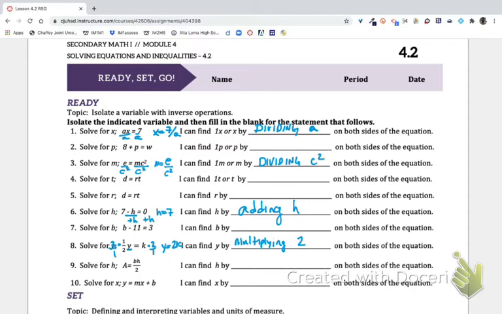Number 10, solve for x. Y equals mx plus b. Well, we need to do a couple things here. So we need to subtract b. Okay, so we're going to work our way from outside to inside, just like the lesson had encouraged. So you're going to subtract b, and then divide by m. So your x would equal y minus b over m.